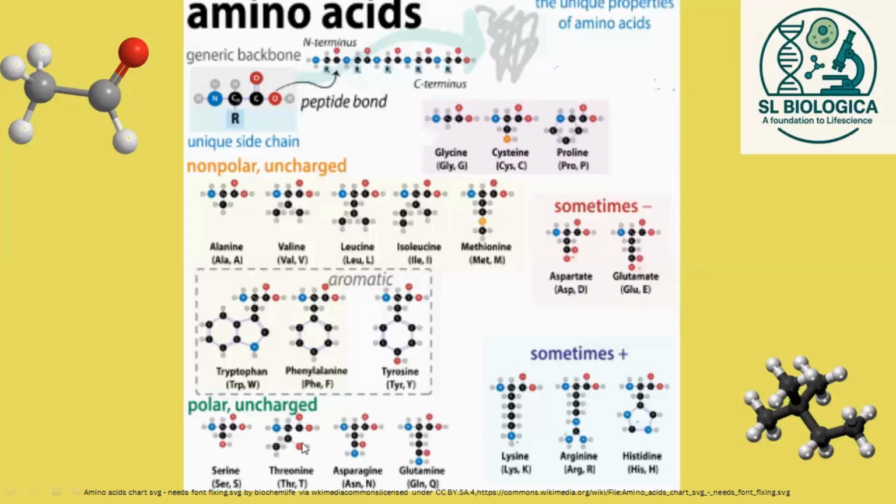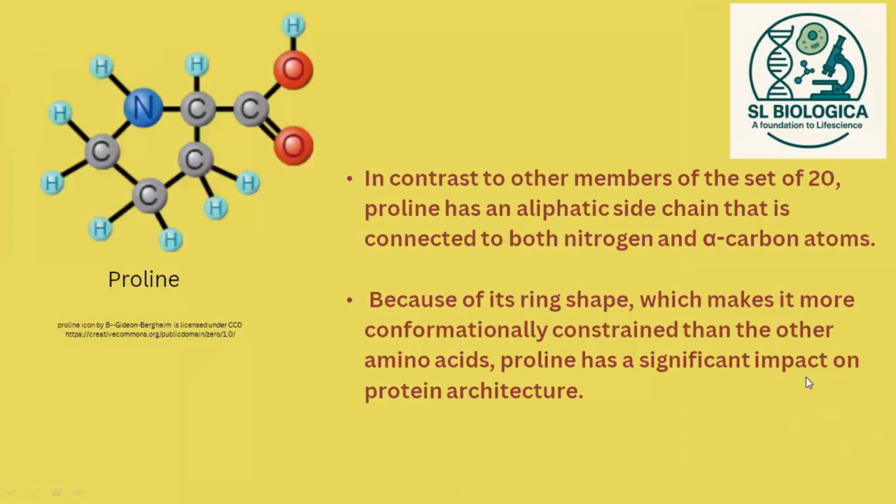Then there comes polar uncharged. Polar meaning it will contain OH groups, amino or amide groups in its side chain. So examples are serine, threonine, asparagine, glutamine. Here, check this one. Asparagine is represented by capital N, glutamine is represented by capital Q. Each amino acid has its own properties and its own characteristics.